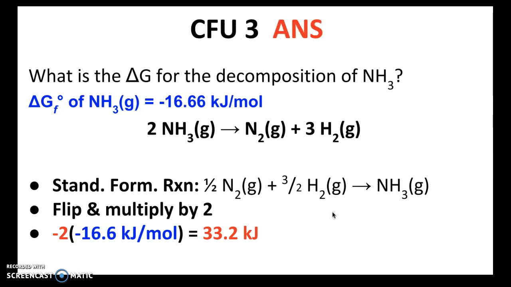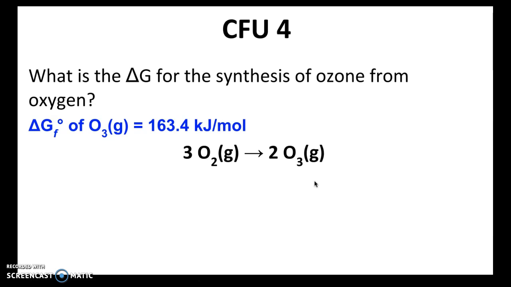Okay, so here is the answer. This is a standard formation reaction for NH3. We had to flip it and multiply it by 2. So we had to flip this and multiply it by 2 to get to here. And then that gave us our delta G value. Notice that our units are in kilojoules, not kilojoules per mole anymore, because this 2 is technically multiplying by 2 moles. All right, try it again for CFU 4. Pause the video now, read it, and then when you press play again, the answer will be revealed.